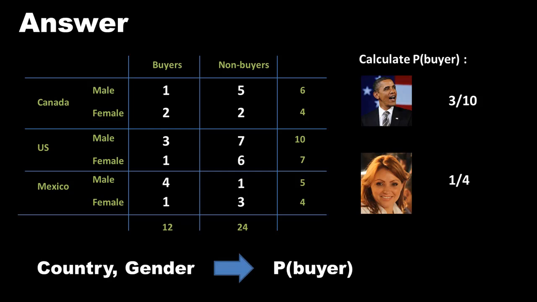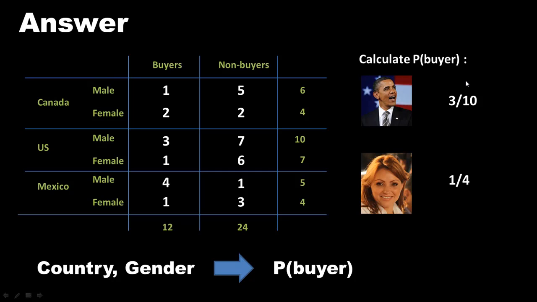Okay, so the model here is country and gender are the input variables or predictor variables, and we are using that to predict the probability of somebody being a buyer or the probability of somebody being a non-buyer. Okay, so it's a classification. So of course, for a given country and gender, you'd calculate the probability of being a buyer, probability of being a non-buyer, and then you'll say, well, whichever probability is higher, I'm going to put that person in the class of buyer.